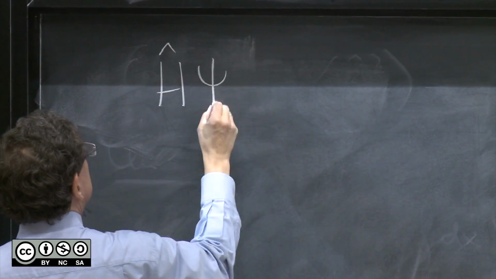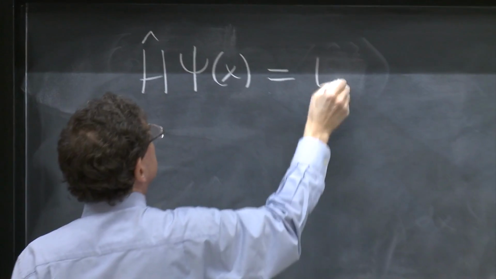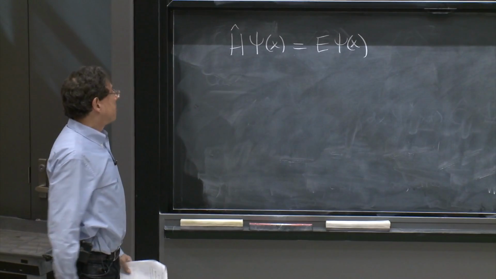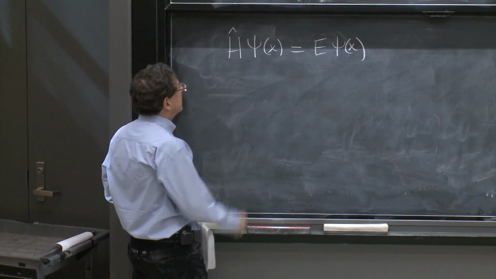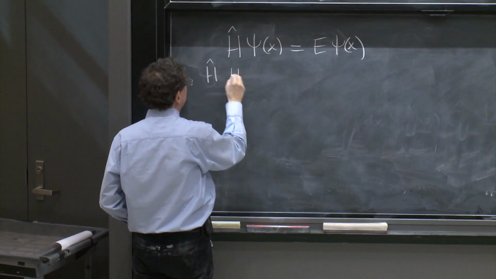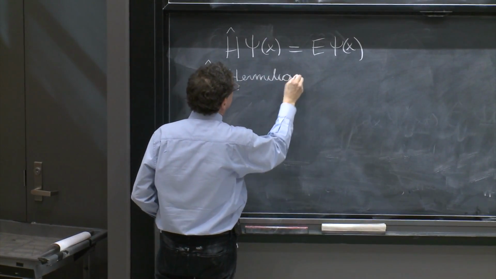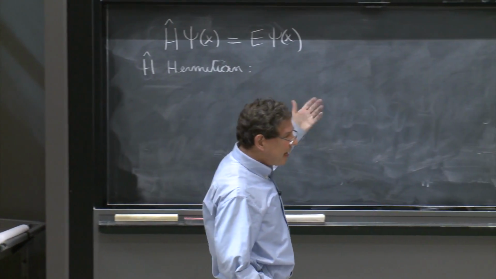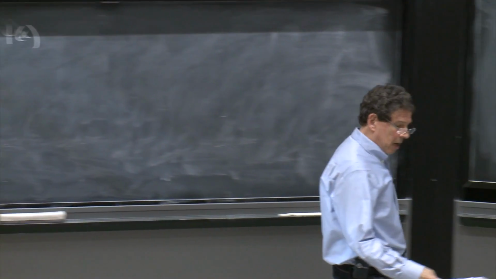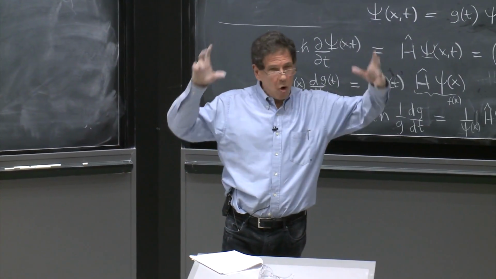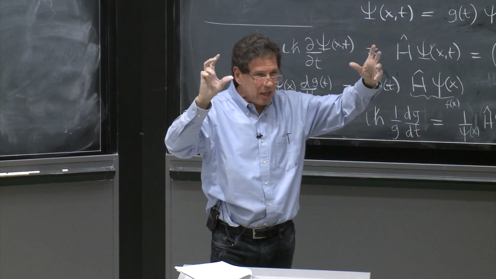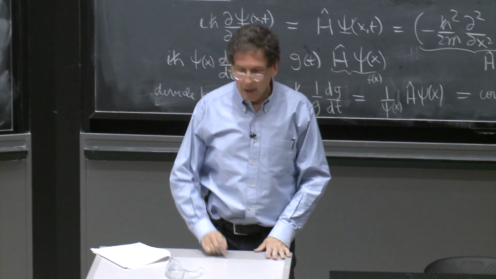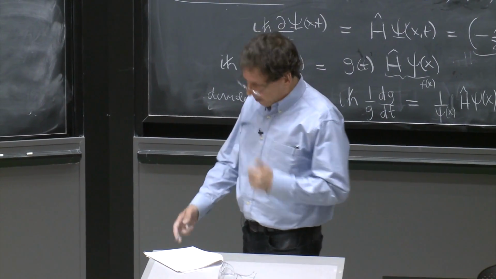We're solving this equation for some potential, and since H is Hermitian, we have the results that we mentioned last time. That is, the eigenfunctions of H are going to form an orthonormal set of functions that span the space. You can expand anything on them.